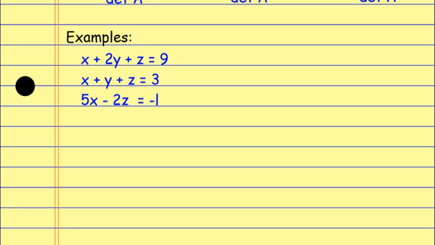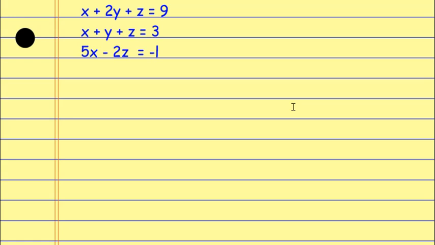Okay, the first thing I want to do is set up the coefficient matrix. So I'm going to do the coefficient matrix, then the X matrix, then the Y matrix, then the Z matrix. Okay, and so the first one, I'm going to call it D. All right, I'm going to let that represent the determinant of the coefficient matrix. And so the coefficient matrix here is just my coefficients: 1, 2, 1, 1, 1, 1.